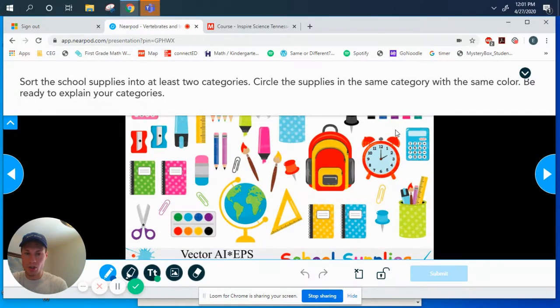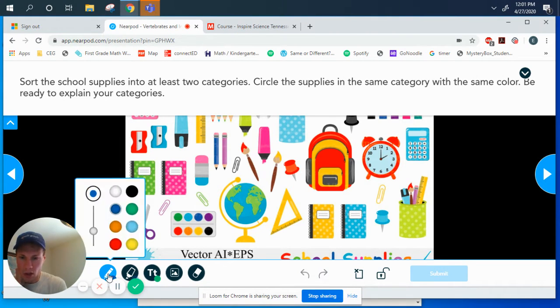So I want you to, if you haven't yet, get a pencil and a paper, pause the video, and start thinking of ways you could group these school supplies. A group just means they have something in common. So if you are on Nearpod, you can do it on the screen. Otherwise, just write down the words in your group.